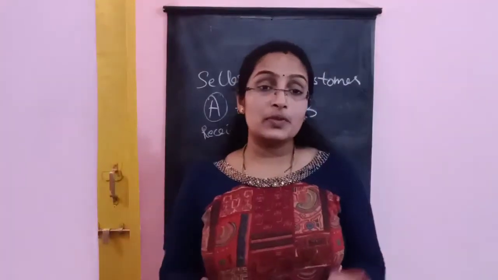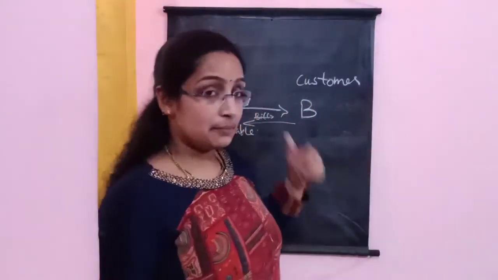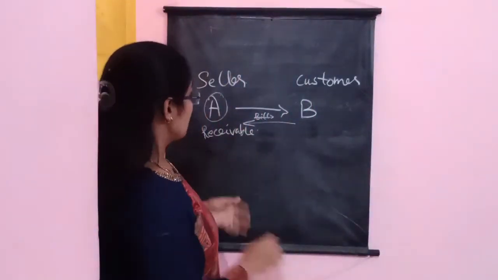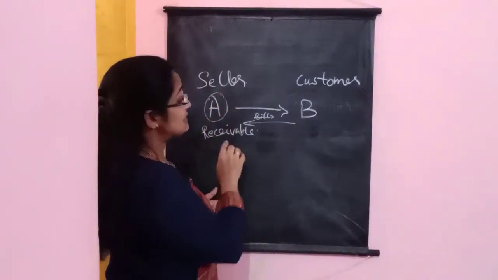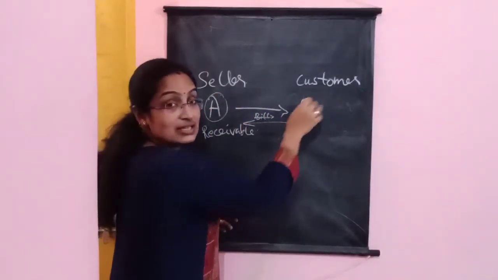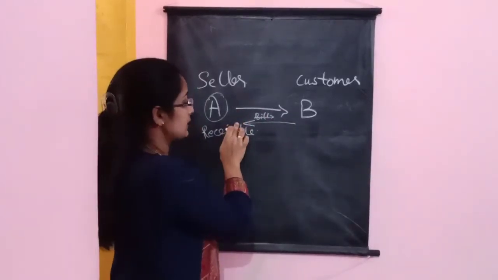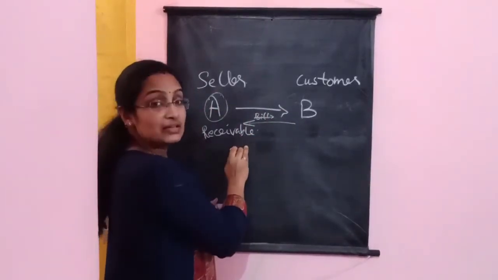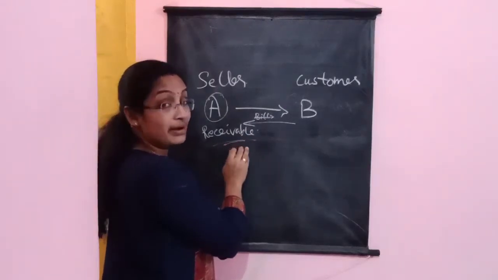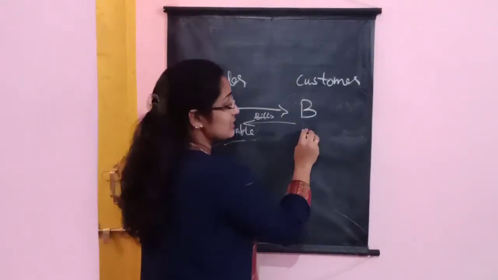Fine. Now, let's take this example, when Mr. A as a seller had sent a bill to Mr. B, who is a customer, he accepted it and gave it back to Mr. A. For A, that bill is receivable, but for Mr. B, it is payable.